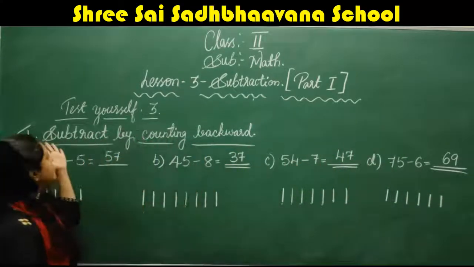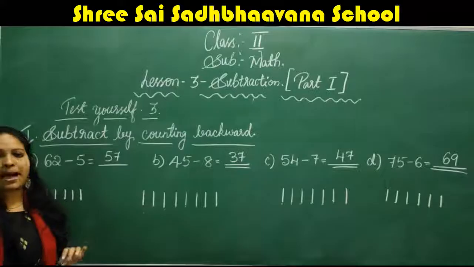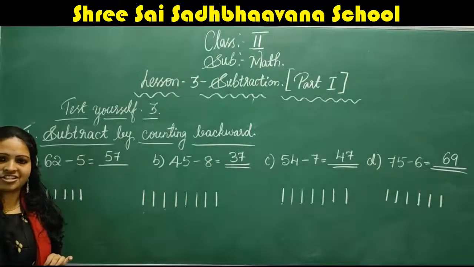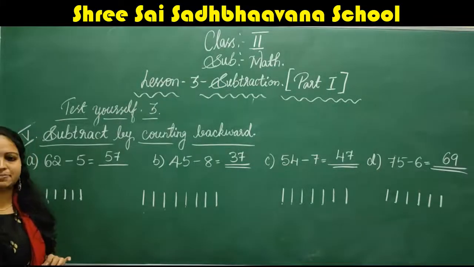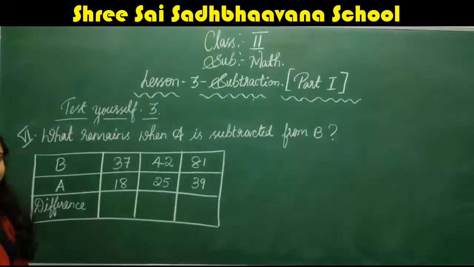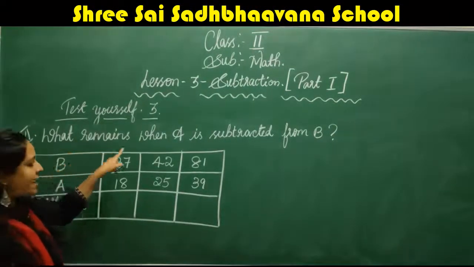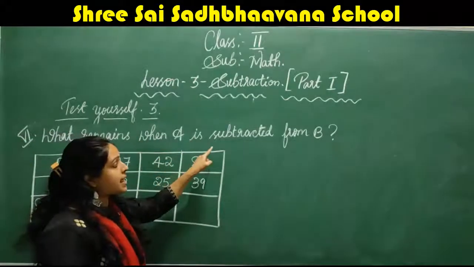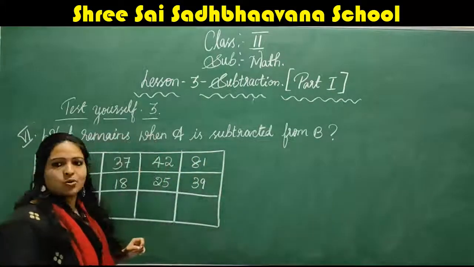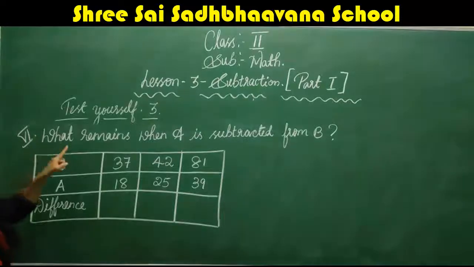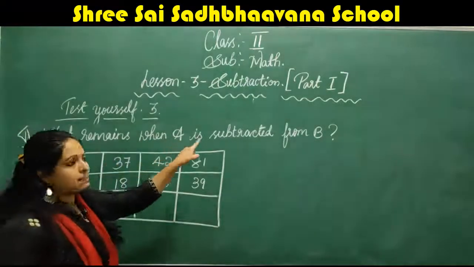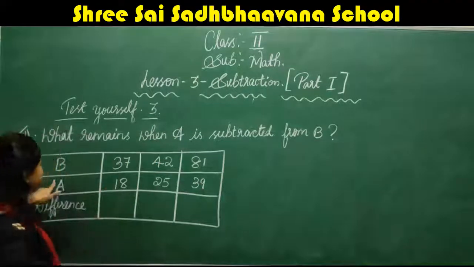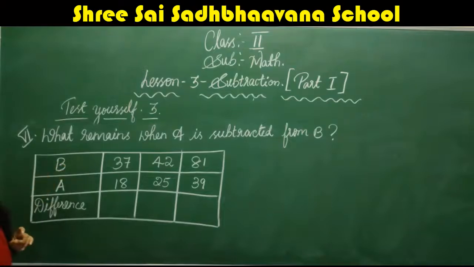Yes, this is the way you have to do it, for subtracting by counting backward. Understood, children? I hope you have understood this method. Children, now let us discuss the sixth one. So see here, what remains when A is subtracted from B? So here you have to find what remains when A is subtracted from B.